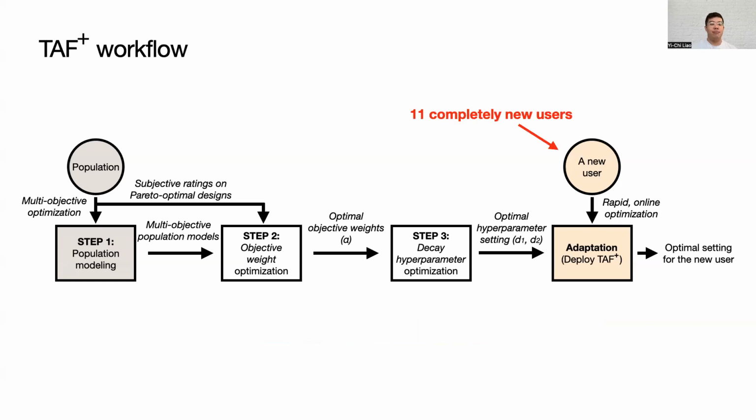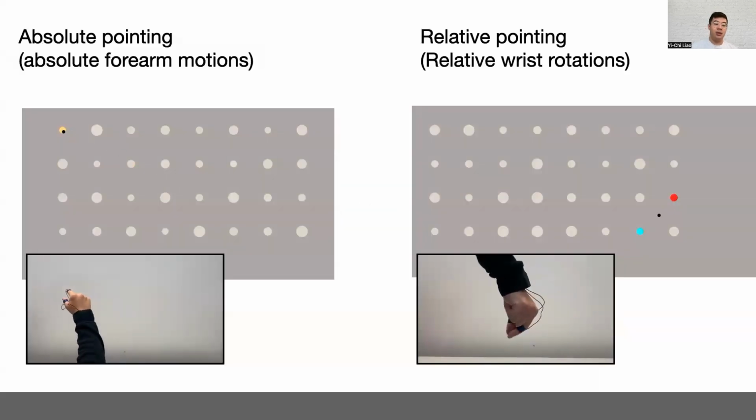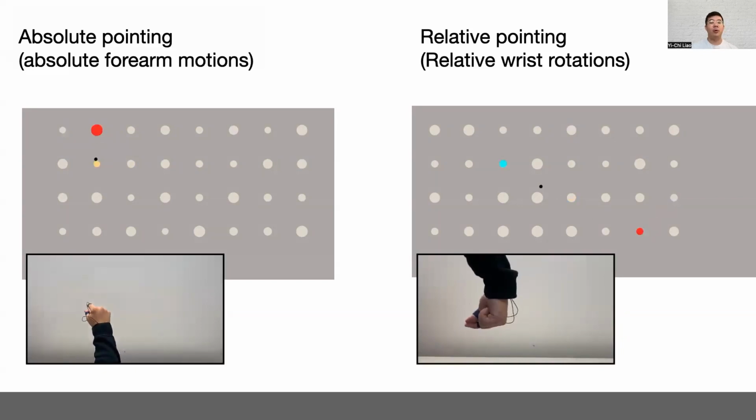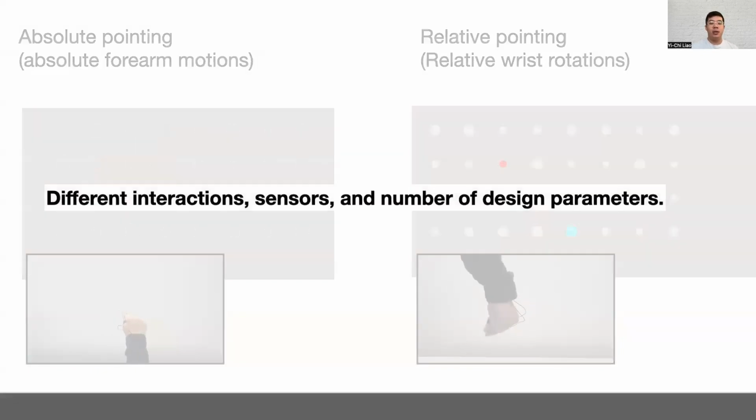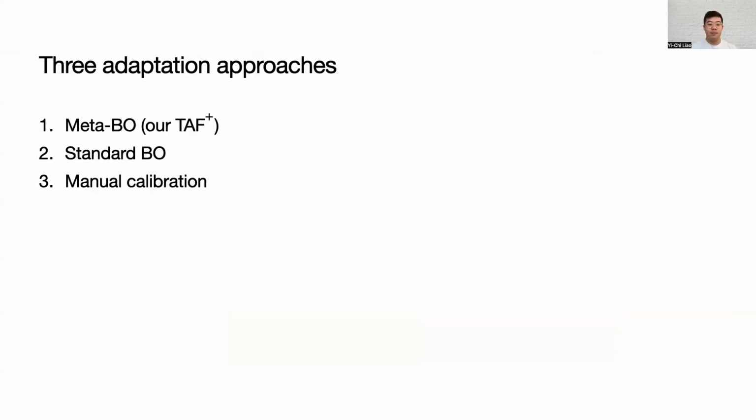Finally, TAF Plus is deployed on the new users or the end users. For our study, we tested it with 11 new users. Our approach is tested with two interactions. As introduced, they are absolute pointing and relative pointing. Note that these two interactions have completely different sensors and design parameters. We optimize for three objectives: completion time, aiming error, and trajectory quality. They are standard for most input interactions. Please check out our paper for more details.